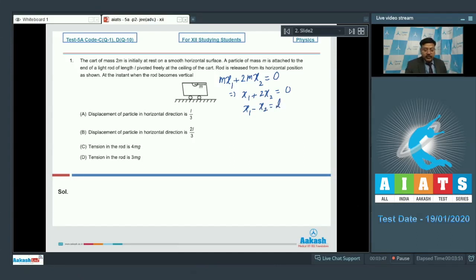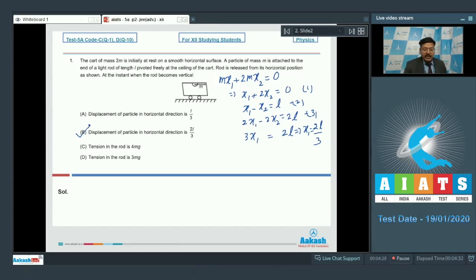Now let's solve these two equations. Basically we are concerned with the value of x1. So let's multiply the second equation by 2. We get 2 x1 minus 2 x2 equals 2L; this is equation 1, this is 2 and this is 3. So we add 1 and 3 to get 3 x1 is equal to 2L, which means x1 is simply 2L by 3. So the horizontal displacement of the particle is 2L by 3. So option B is correct and option A is incorrect.